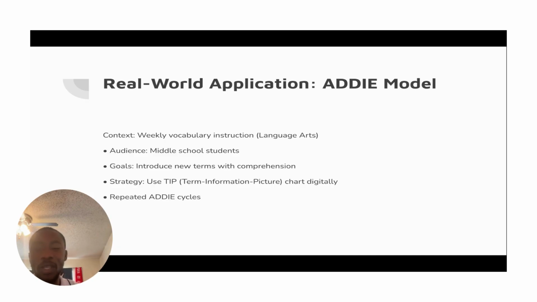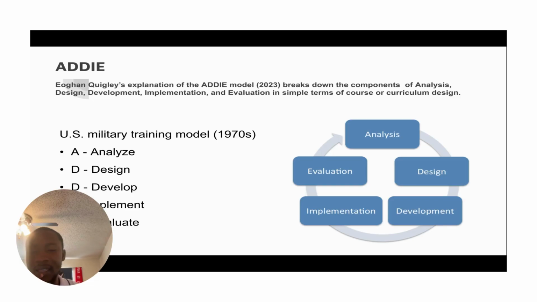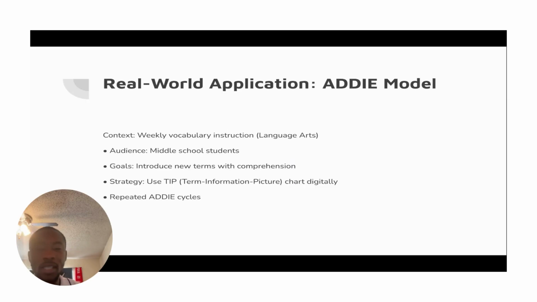And then we repeat this ADDIE cycle that I mentioned earlier. We look at the analysis, we do the design, we do the development, implement again, then we evaluate, and then the cycle continues. So this is just a sample of how we can do the real world application of this ADDIE model in terms of instruction. We can use this for different kinds of lessons or instruction for different levels of learners.